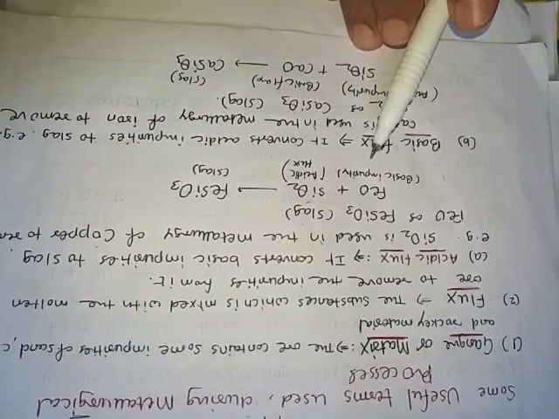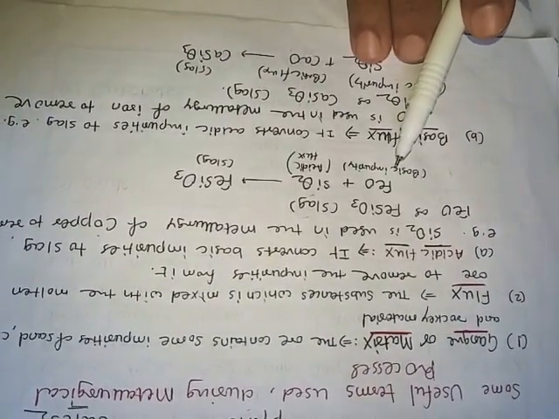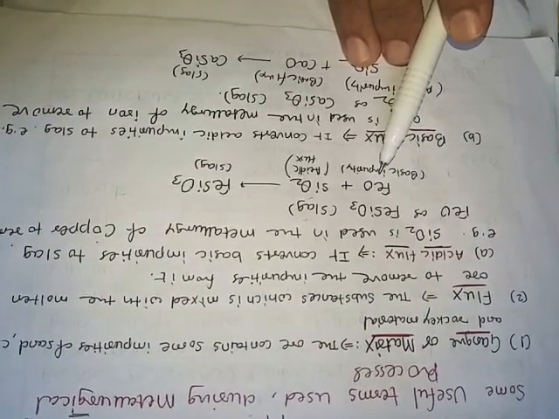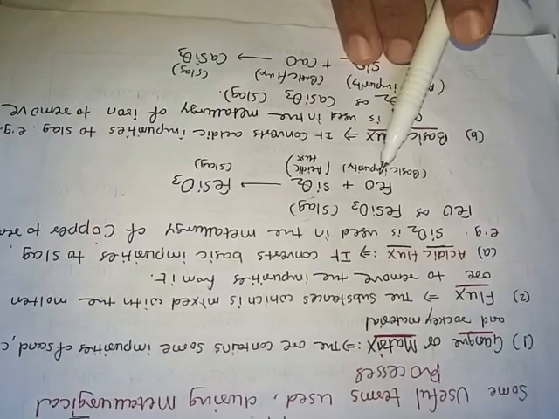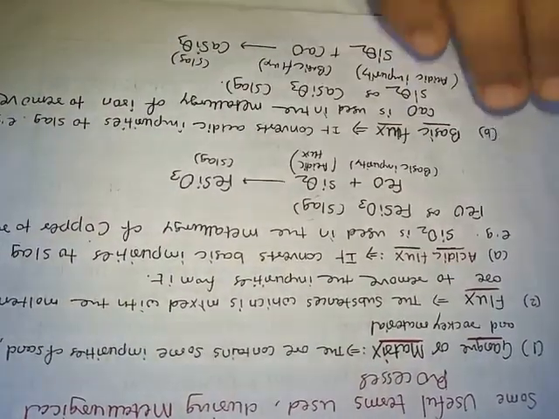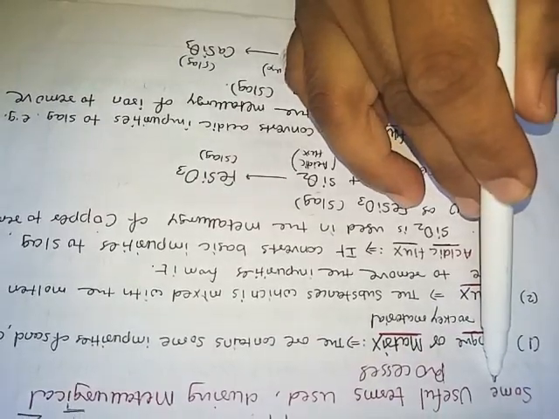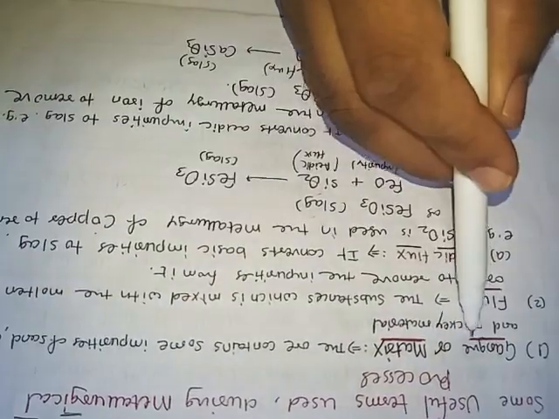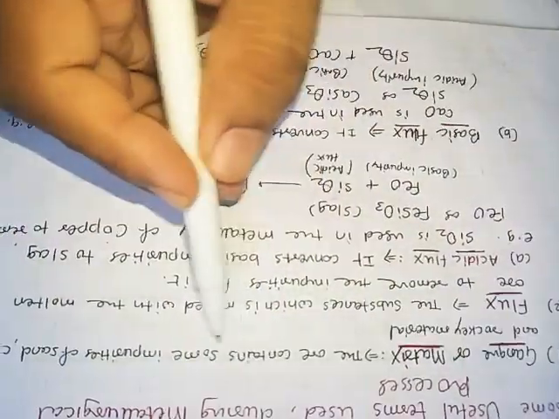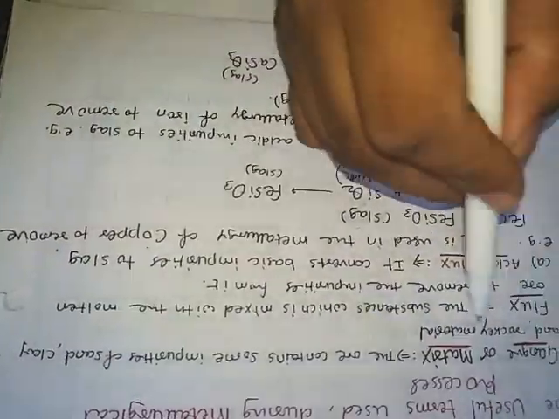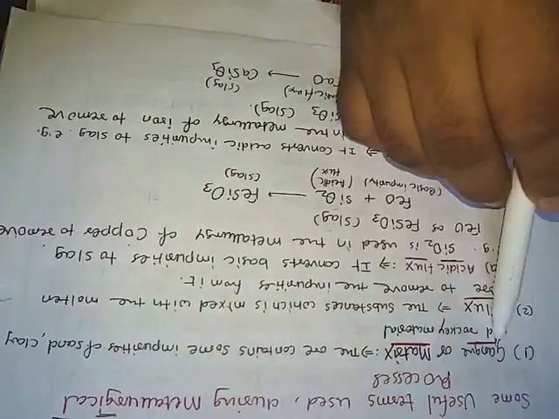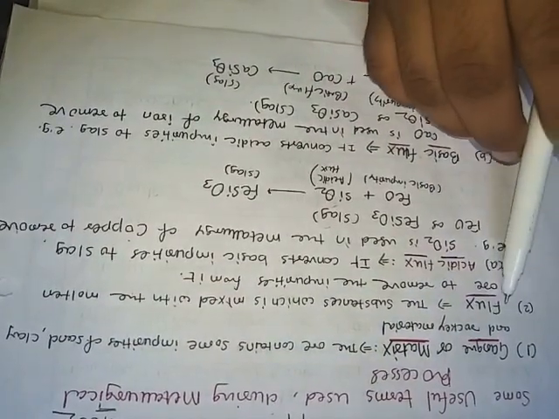Now we have discussed the types of ores: oxides, carbonates, nitrates, sulfates, halide ores, and sulfide ores, with their names and chemical composition. Next, some useful terms used during the metallurgical process. First, gangue or matrix. What is gangue or matrix? The ore contains some impurities of sand, clay and rocky material. Whatever impurities are present in the ore, we call gangue particles.